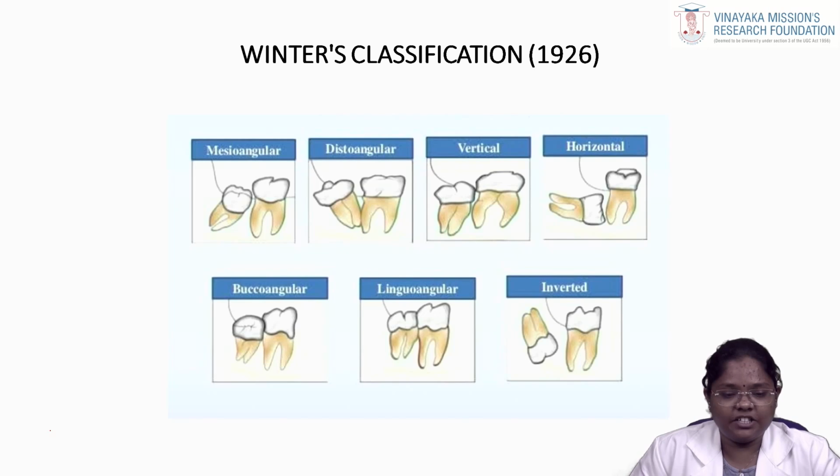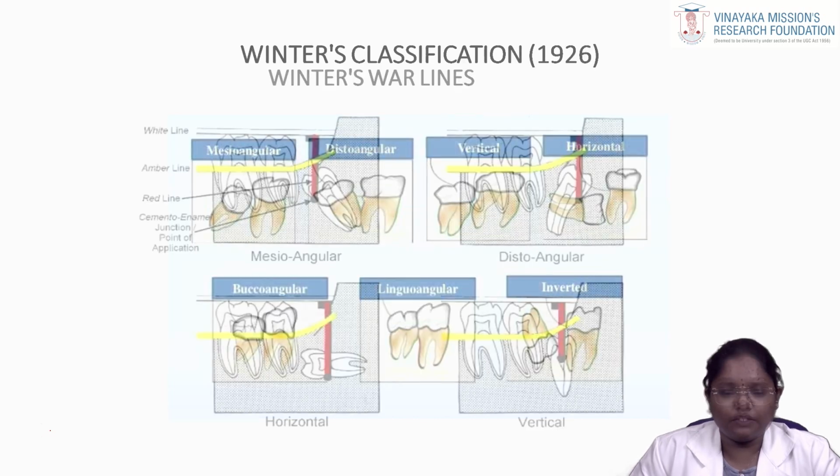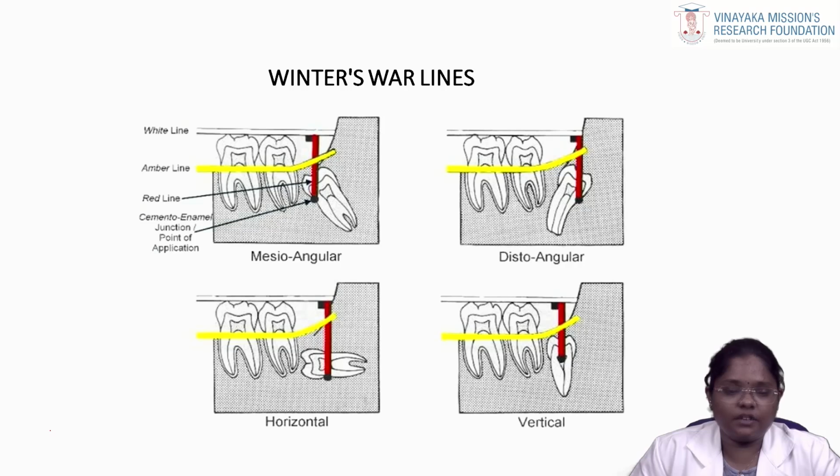So, Winter's classification, this was given in 1926. According to the angulation of the third molar with the angulation of the second molar, the classification has been given. It divides the impaction into mesioangular when the degree is between 10 to 80 degrees, distoangular, vertical, horizontal, buccoangular, linguoangular and inverted impaction. Winter's WAR lines: WAR stands for white line, amber line and red line.